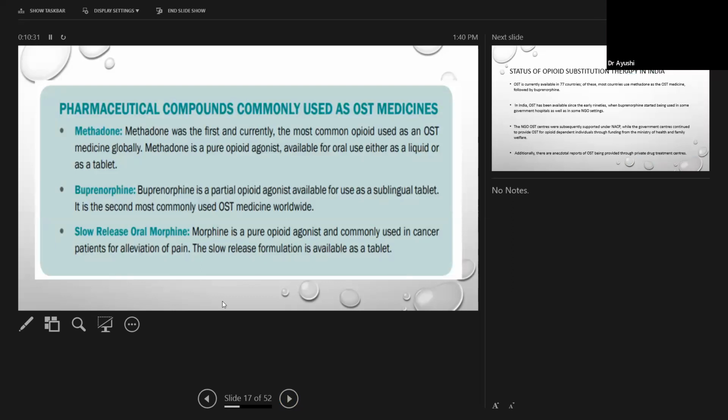The pharmaceutical compounds commonly used as OST medicines are, first, methadone. Methadone was the first and currently the most common opioid used as an OST medicine globally. Methadone is a pure opioid agonist available for oral use either as a liquid or as a tablet. Second is buprenorphine. It is a partial opioid agonist available as a sublingual tablet. It is the second most commonly used OST medicine worldwide. Then there is slow-release oral morphine. Morphine is a pure opioid agonist commonly used in cancer patients for alleviation of pain. The slow-release formulation is available as a tablet.